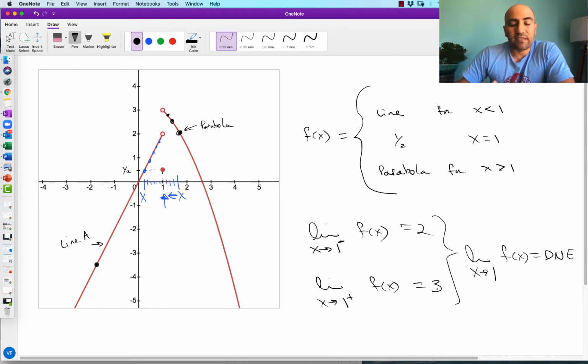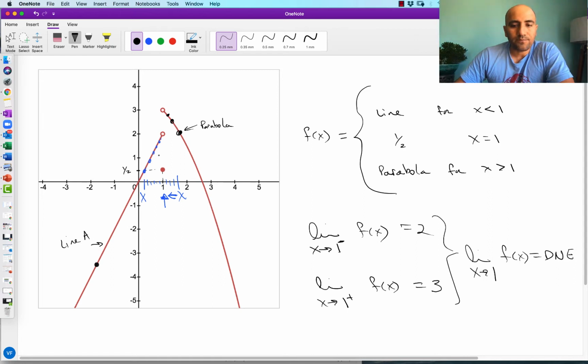Because there isn't a specific number it goes to. Sometimes it's heading toward 2, sometimes it's heading toward 3, depending on which side of 1 you select a value of x. So the unrestricted limit does not exist. If you at least, however, restrict yourself to only choosing values to the left of the 1, so you're approaching 1 from the left-hand side, then that limit does exist.